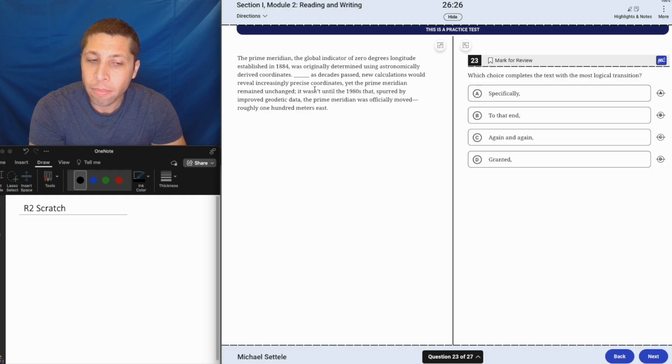The prime meridian, the global indicator of 0 degrees longitude established in 1884, was originally determined using astronomically derived coordinates. As decades passed, new calculations would reveal increasingly precise coordinates, yet the prime meridian remained unchanged. It wasn't until the 1980s that, spurred by improved geodetic data, the prime meridian was officially moved roughly 100 meters east.